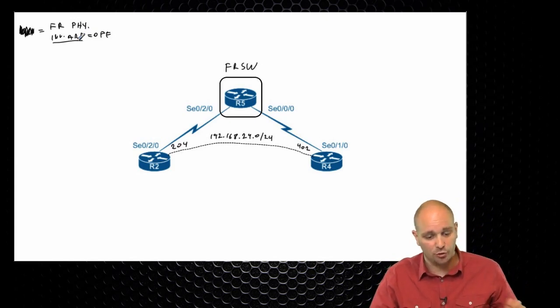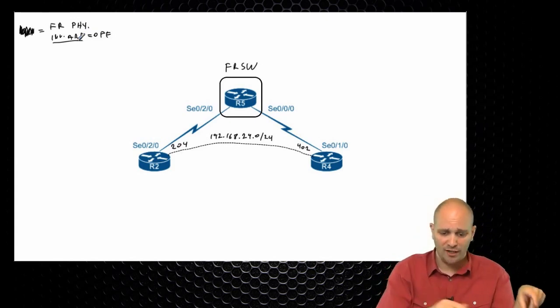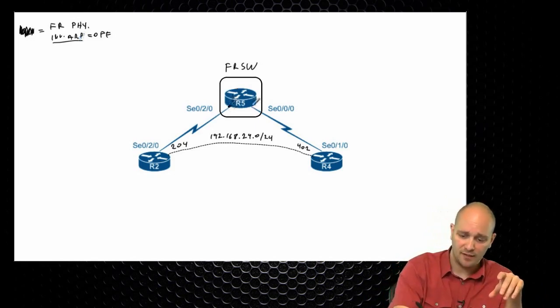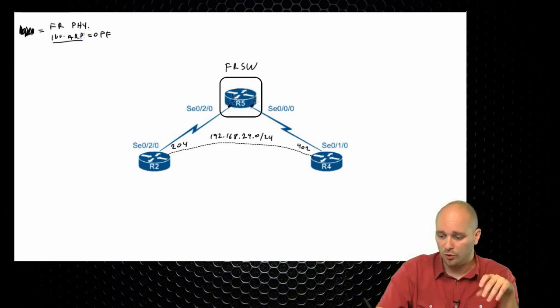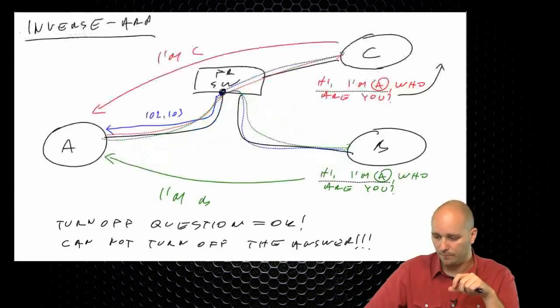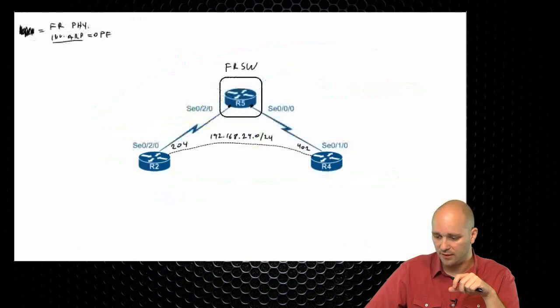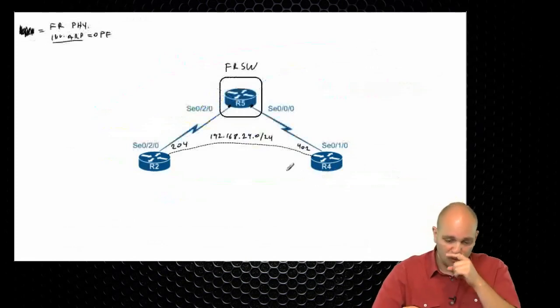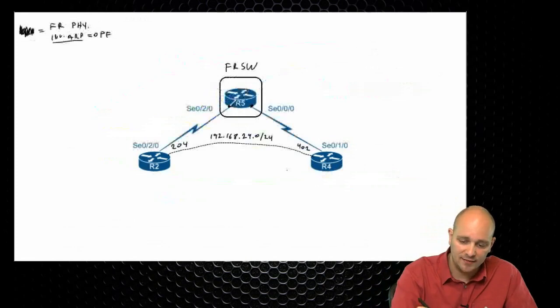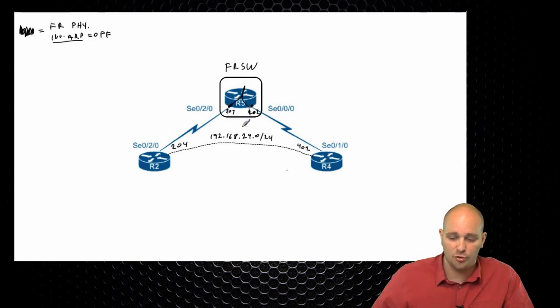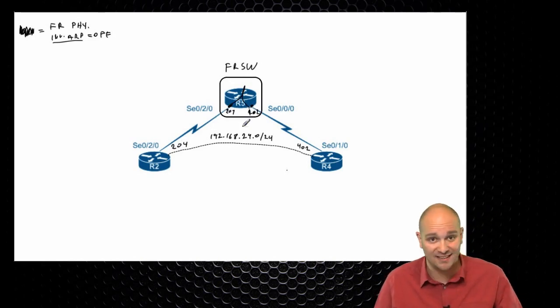So the first thing that we are going to do is we have already configured interfaces on R5 here to be DCE interfaces. So what we need to do now is we actually need to create the DLCIs. So this DLCI 204, I need to create it on R5 on this interface, and on this one I need to create DLCI 402, and I actually need to create the cross connect between them. I need to create the PVC.